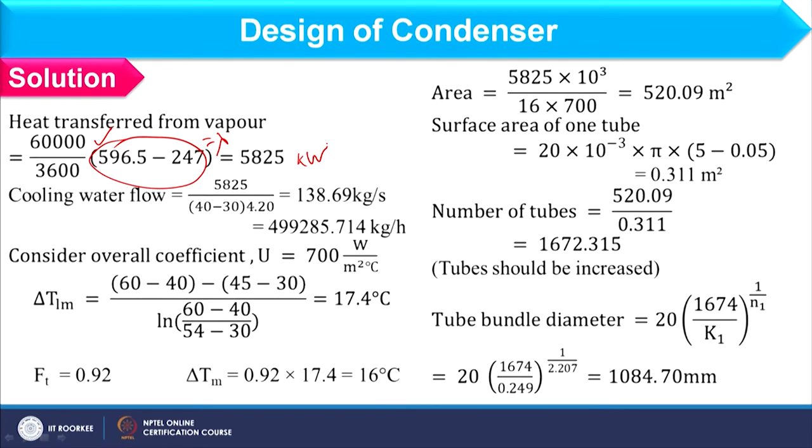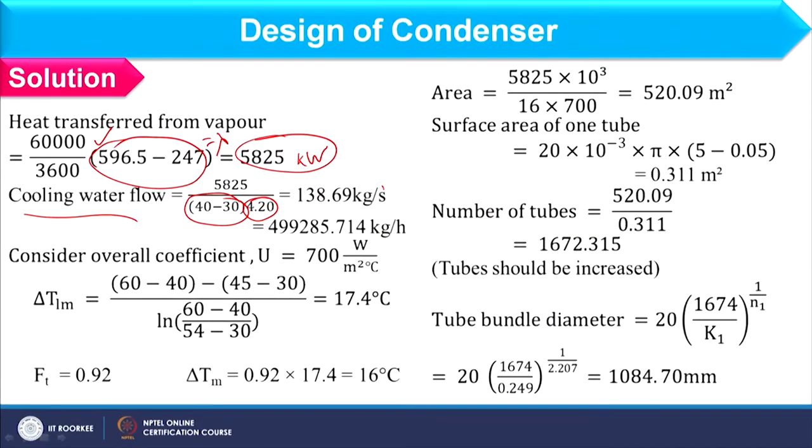Once you have this heat duty, you can find out the flow rate of the other fluid, and that fluid is nothing but the cooling water. So, 5825 divided by 40 minus 30, because this is the temperature range of water given to us, and 4.2 is the specific heat of the water. Instead of that, you can also consider 4.187, right? But here I am considering 4.2 as the specific heat of the water. Considering this, you can find out the flow rate of water as 138.69 kg per second.